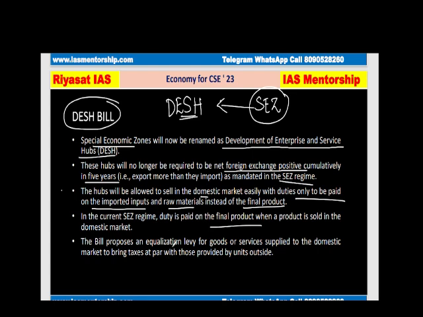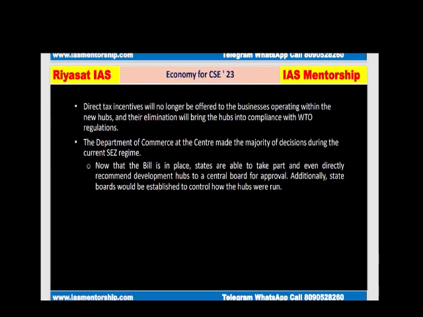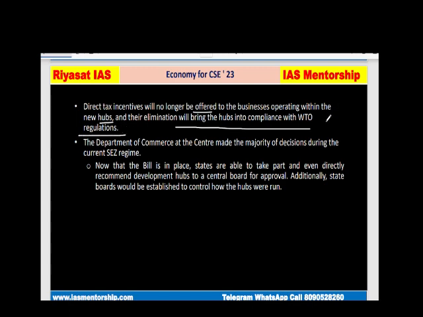The bill also proposes an equalization levy for goods and services supplied to the domestic market to bring taxes at par with those provided by units outside. Clear? I hope this point is also clear to you. This is a very easy point. No doubt. Okay. Let us move ahead and see some more facts about it. Direct tax incentive will no longer be offered to the businesses operating within the new hub. They will no longer get this incentive. And their elimination will bring the hubs into compliance with the WTO. Means DESH hubs should be having compliance with the WTO regulations.